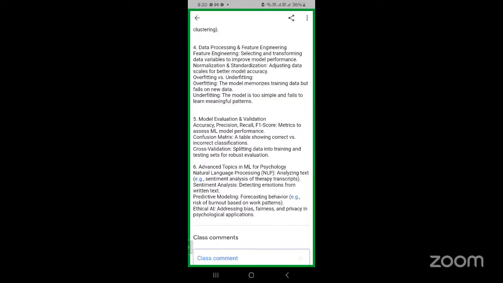So these are the 6 points you must understand thoroughly, because when you apply machine learning, then you must be very much clear about it. This is the basic concept of machine learning. Now, students, if you have any question, you can ask me.